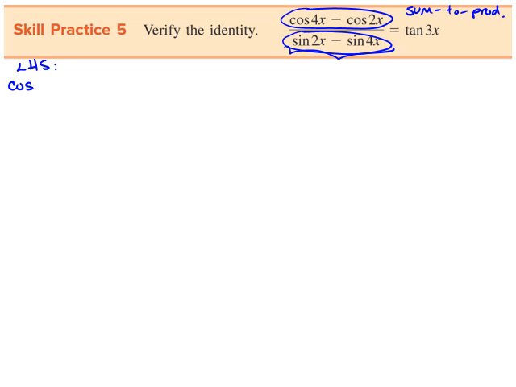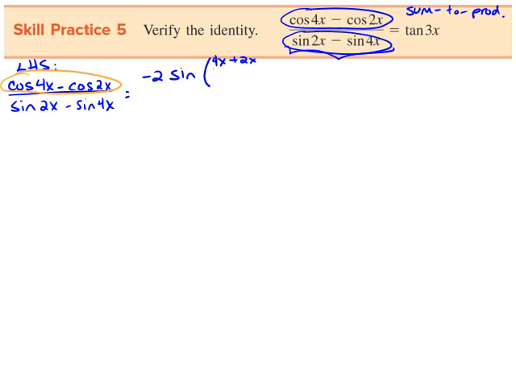So I'm going to start with the left-hand side, and I'm just going to start by rewriting the left-hand side. So when I rewrite the left-hand side, this is what I get. Okay, so starting first with the numerator, applying the sum to product here, I have cosine minus cosine, and this is the only one that has that negative output. I have -2 sine of 4x plus 2x over 2 times sine of 4x minus 2x over 2.